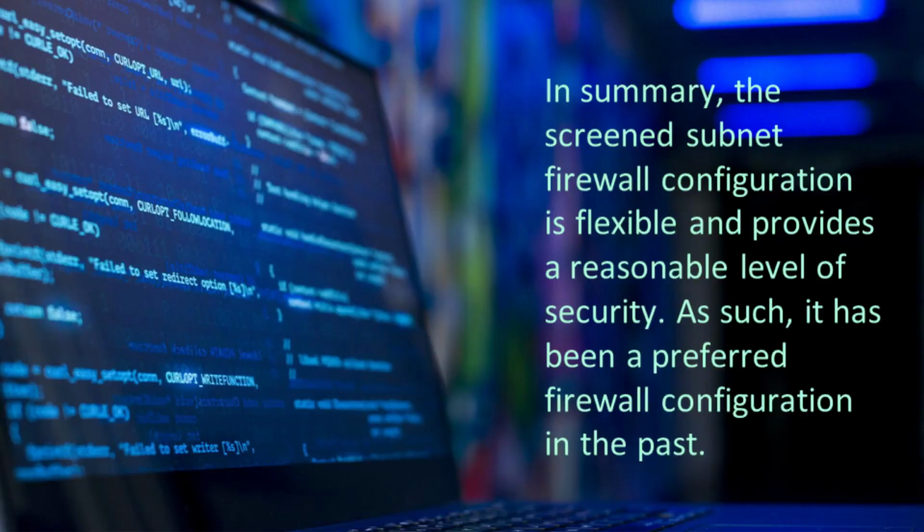In summary, the screen subnet firewall configuration is flexible and provides a reasonable level of security. As such, it has been a preferred firewall configuration in the past.